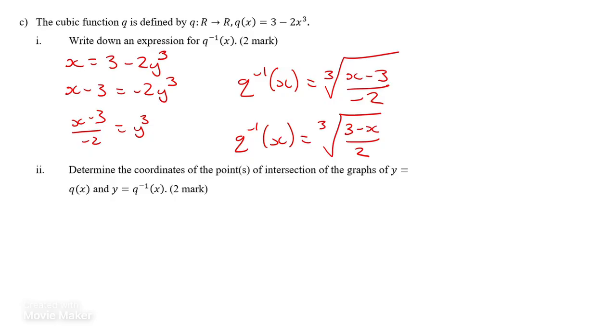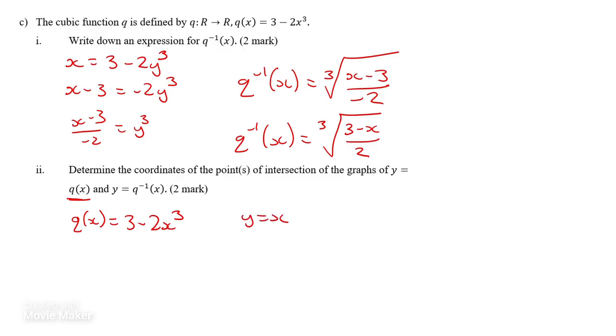So then only 60% got full marks for this. It says determine the coordinates of the points of intersection of the graph y equals q(x) and y equals the inverse of q(x). So the first thing I need to think about is that all I care about is my first function, which is a lot easier to read, which is q(x) is equal to 3 minus 2x to the power of 3, and the inverse is always going to be on this line.